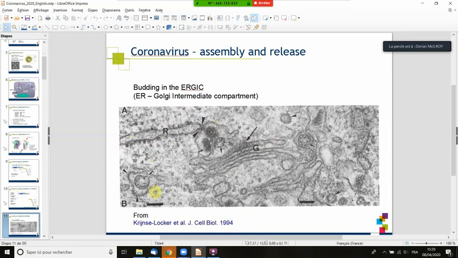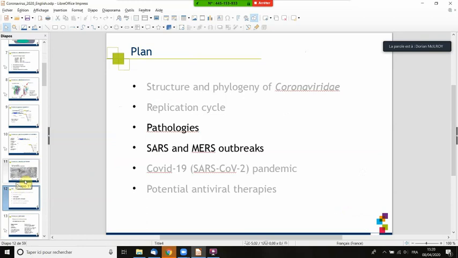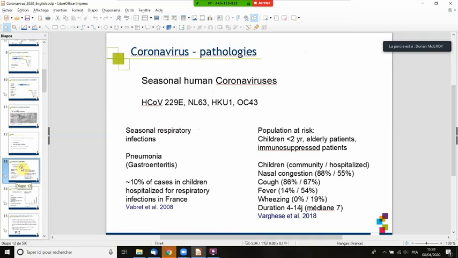Okay, so that's pretty much all you need to know for the replication cycle. So now we're going to go on to pathology and SARS and MERS outbreaks. So, ordinary human coronaviruses. There are four subtypes and they are responsible for seasonal respiratory infections.